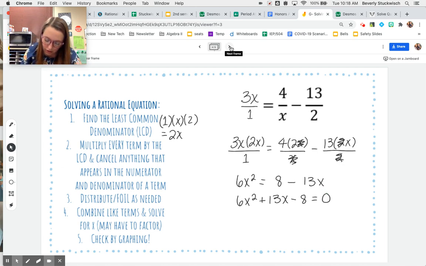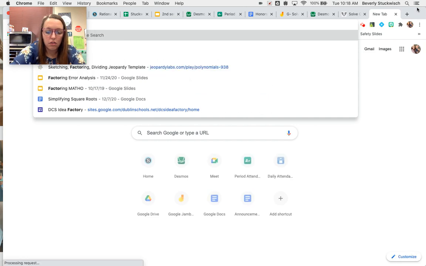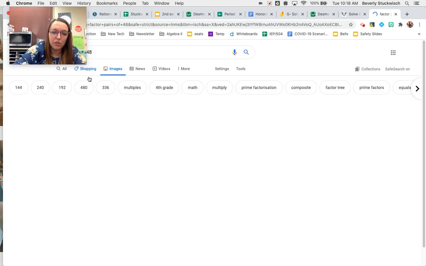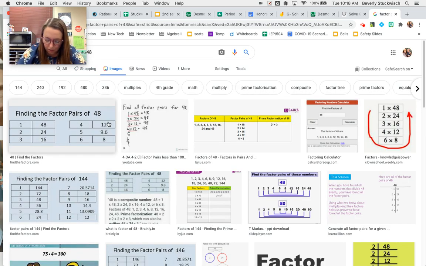Okay, this one's a little bit more challenging. AC method. 6 times -8 is -48. And we need factors of 48 that are going to add up to 13. So you can figure it out in your head, great. If it makes more sense for you to look at a factor pair list, you can. Okay, so it needs to multiply to -48, but add up to +13. So that's going to have to be -3 and +16. Those will multiply to -48, but those will add up to 13.